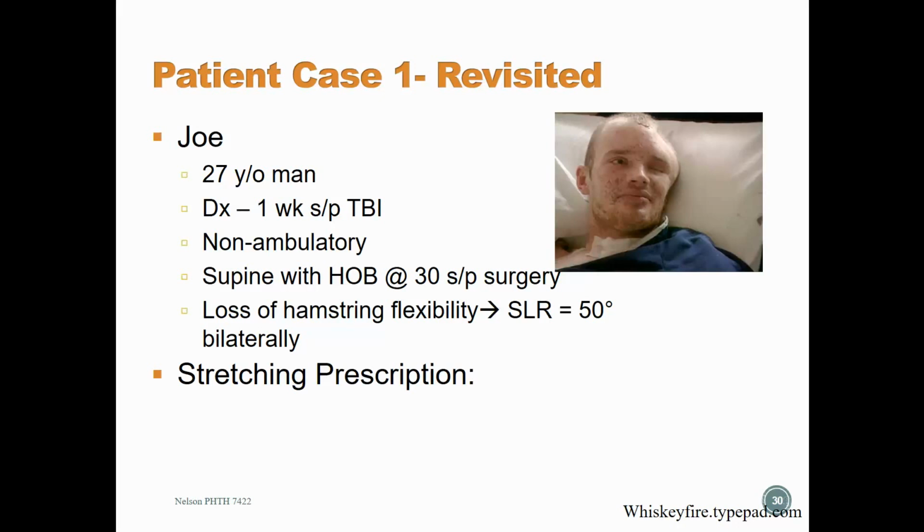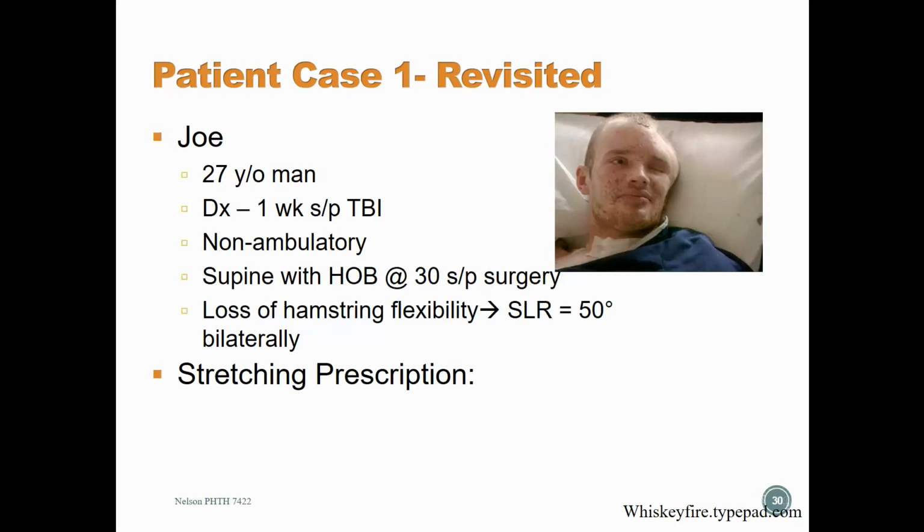Okay, so what did you come up with? Hopefully you did some type of stretch that allowed him to lengthen his hamstrings. The hamstrings come from the ischial tuberosity and they cross the knee joint down to the tendon. So I need to flex the hip and extend the knee. And we'll show you 2 different types of muscle length testing for the hamstring, and either would be appropriate.